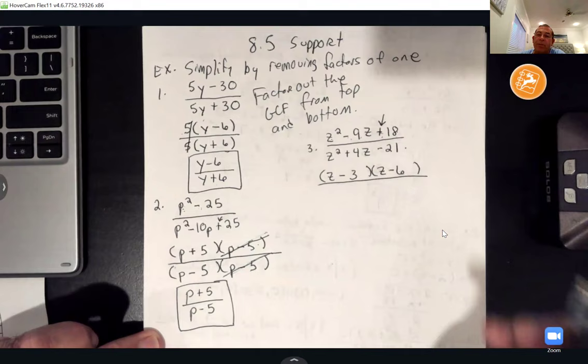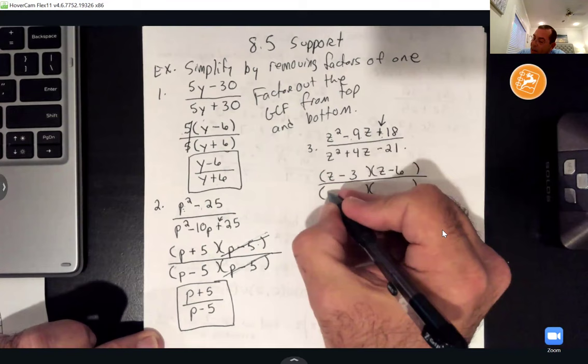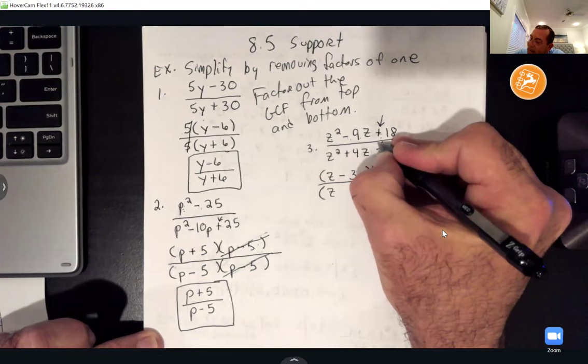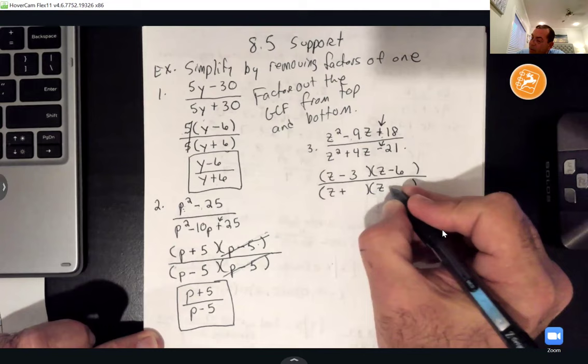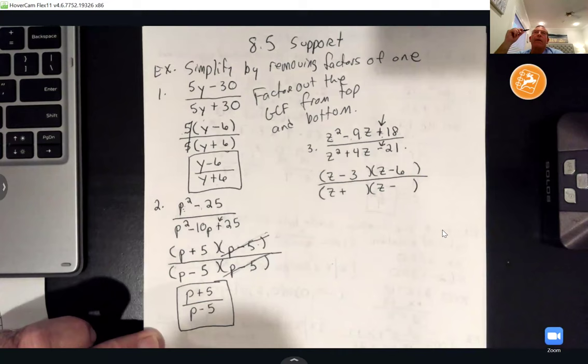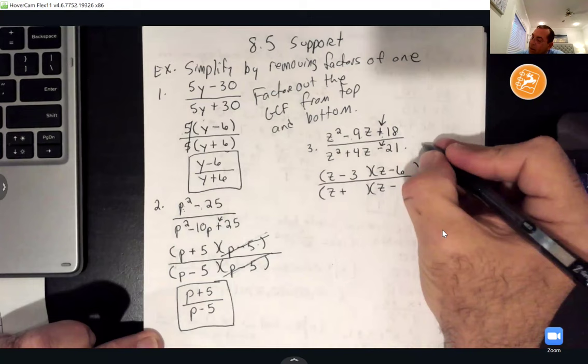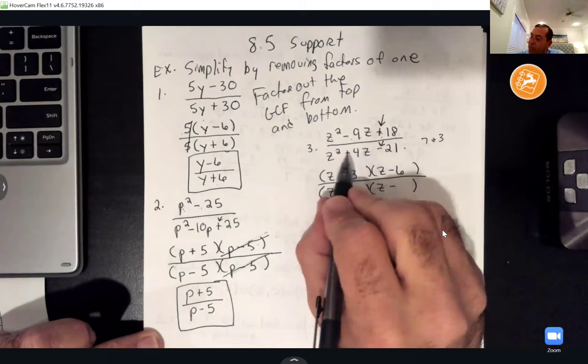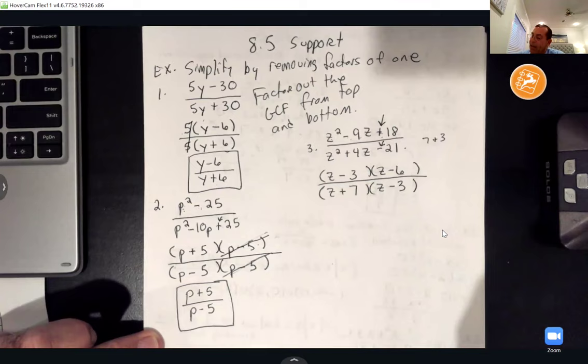Now, y'all, on the bottom one, z squared is a z and a z. But check this out. This last one is negative. So no matter what, one will be positive, one will be negative. Now, I need factors of 21 that'll subtract to get 4. So, y'all, that's going to be 7 and 3. So 7 and 3, since 7's a larger number, it'll be positive like the middle, and the 3 will be negative. So on top I did 6 and 3, and in the bottom was my 7 and 3.